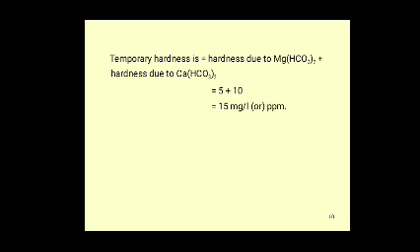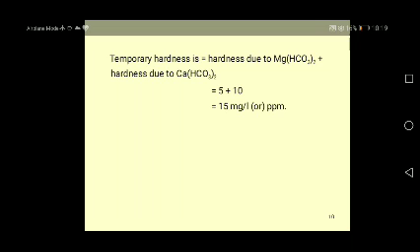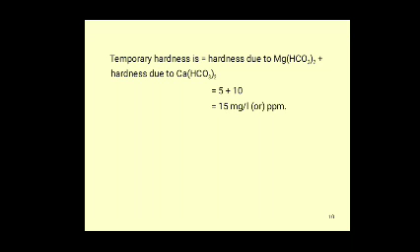Or milligram per liter: the number of milligrams of CaCO3 equivalents present in 1 liter of water is called milligram per liter. These two units are used in the calculation of hardness of water. Temporary hardness is 15 milligram per liter.